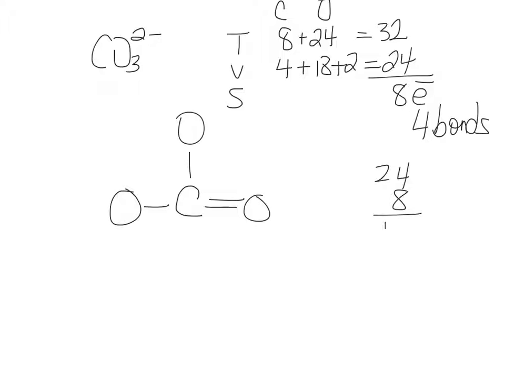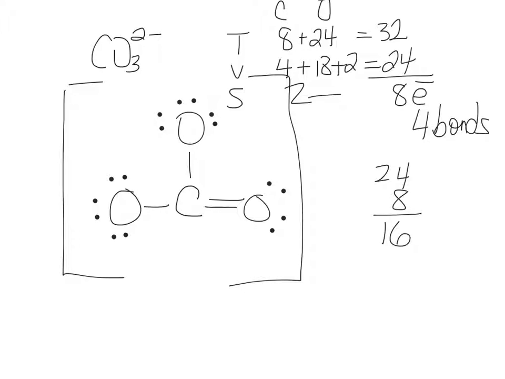Now I have 16 left to place. 2, 4, 6. That makes 8 around that oxygen, another 4 makes 8 around that oxygen. Another 6 here gives me 8 around that oxygen. So I've got 8, 16, 24 electrons used. This octet is full, this octet, this octet, this octet. So every one of them is surrounded by the correct number, and I need a 2 negative charge.